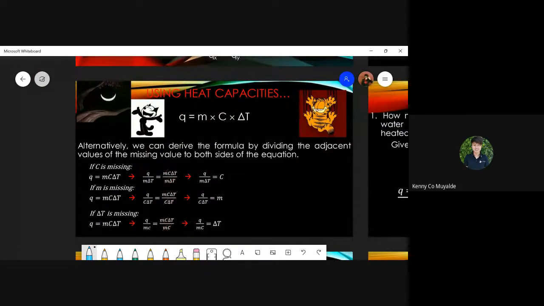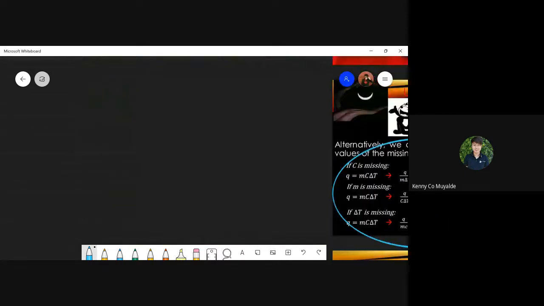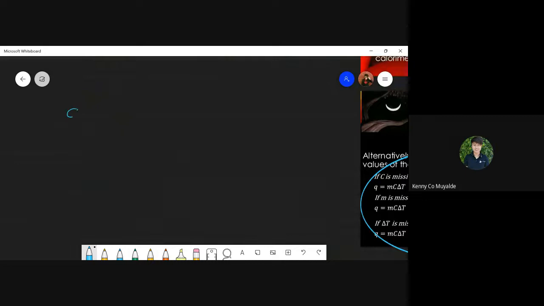So, using heat capacities, we can actually convert or derive the formula Q is equal to MC delta T. So, ito yung mga derivation. But of course, I will show you how to derive this without having to memorize all of this. Okay? So, our formula is Q is equal to MC delta T. Yan ang kapag ang nawawala ay yung heat.